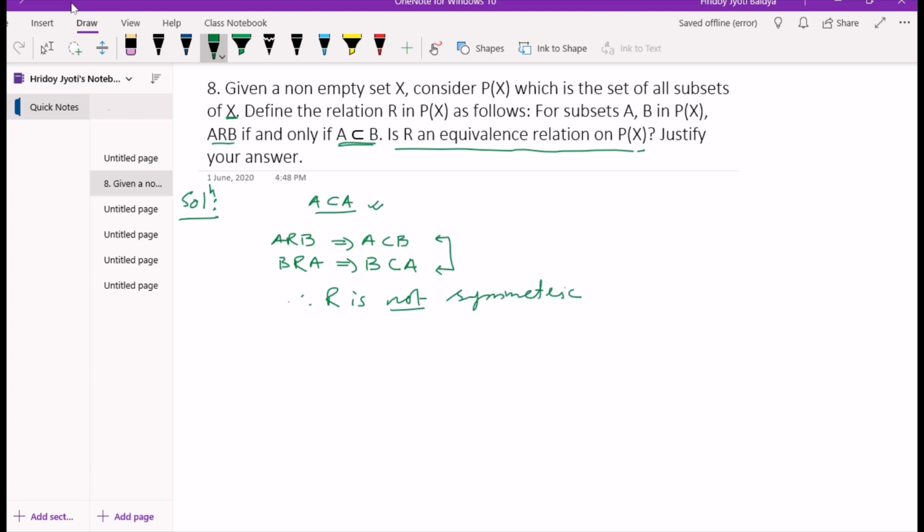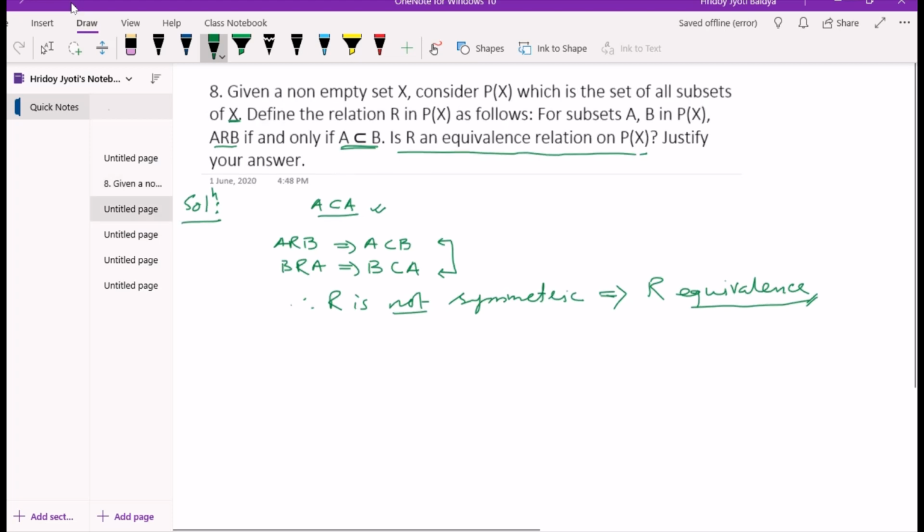This implies R cannot be an equivalence relation, because we know that for a relation to be an equivalence, it has to be reflexive, symmetric, and transitive. So since it is not symmetric, we can conclude that it is not an equivalence. So let us go for the next question. I am taking the next question, question number 10.